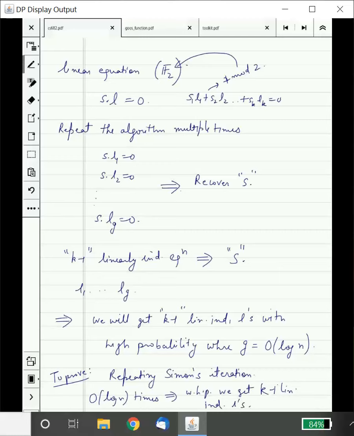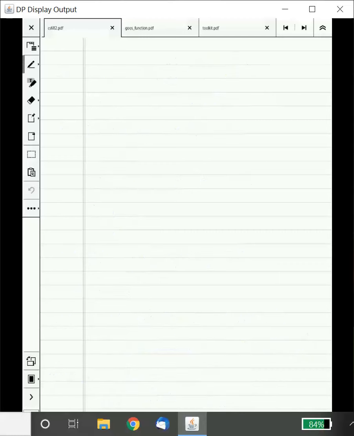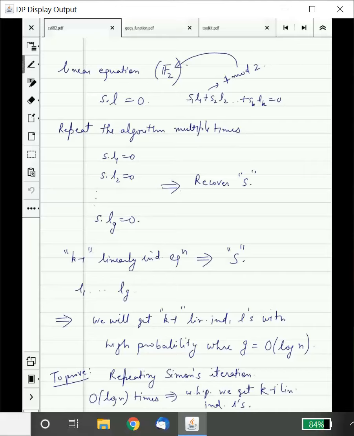This is a completely classical statement. This is done classically. Once we recover these L1, L2, LGs, then we don't have to worry about quantum computer. We just solve these linear equations. This is known as Gaussian elimination. We are going to do Gaussian elimination on a classical computer. Everything can be done classically. And the question is, do we get L1 to LG with high probability? And that we will see next time.